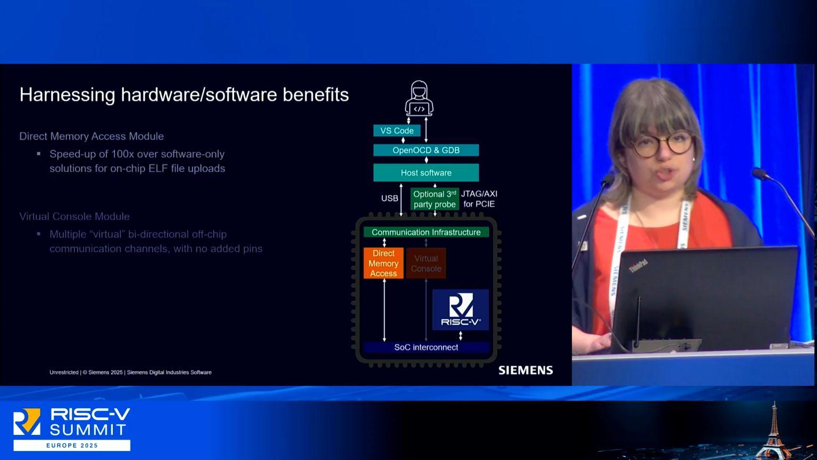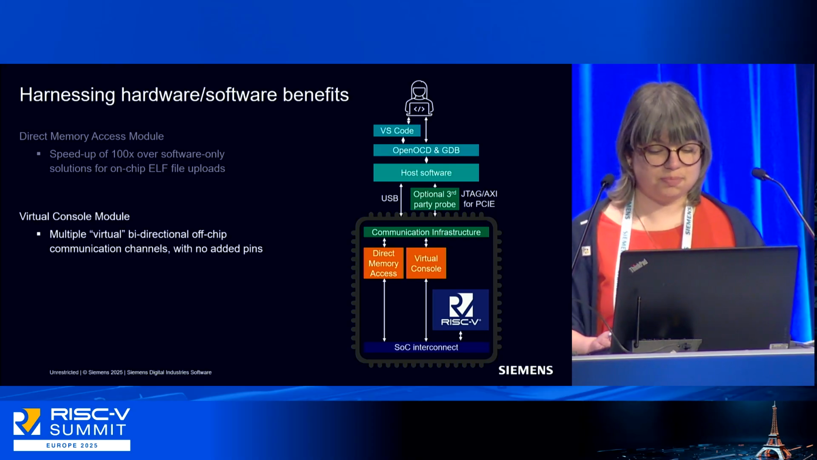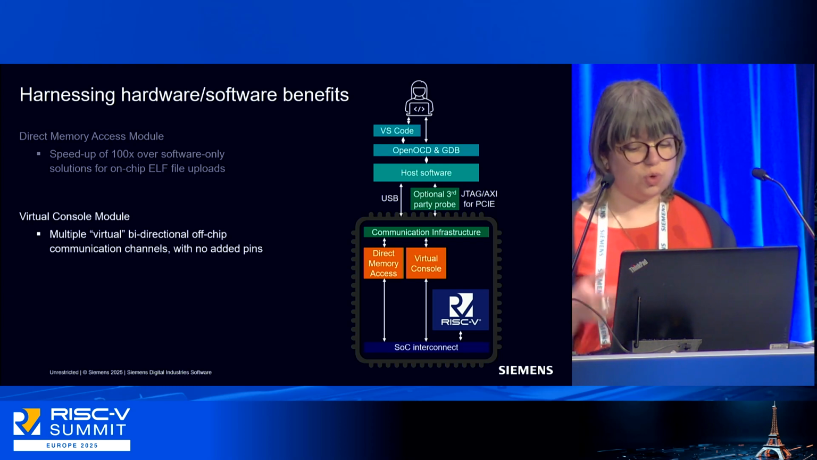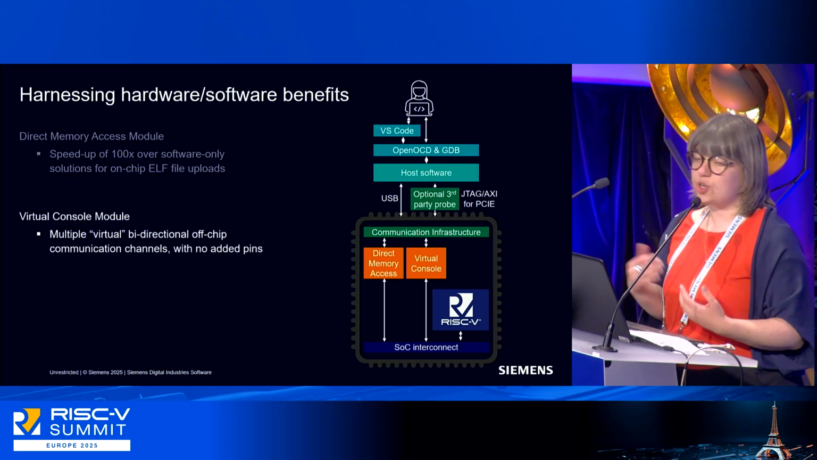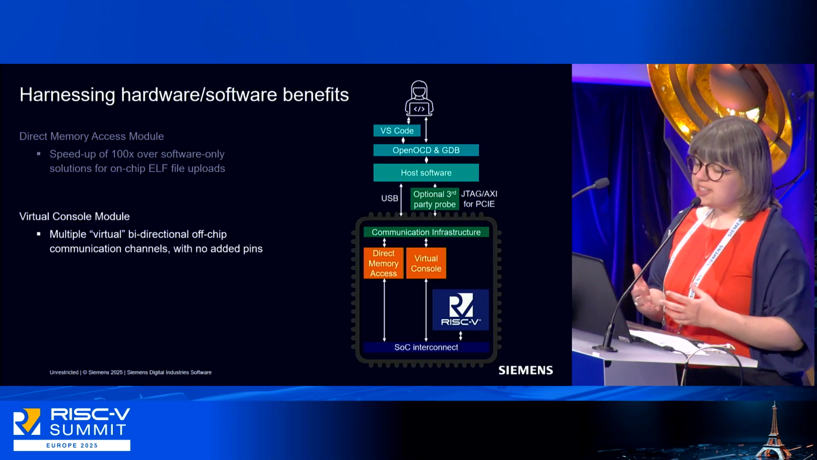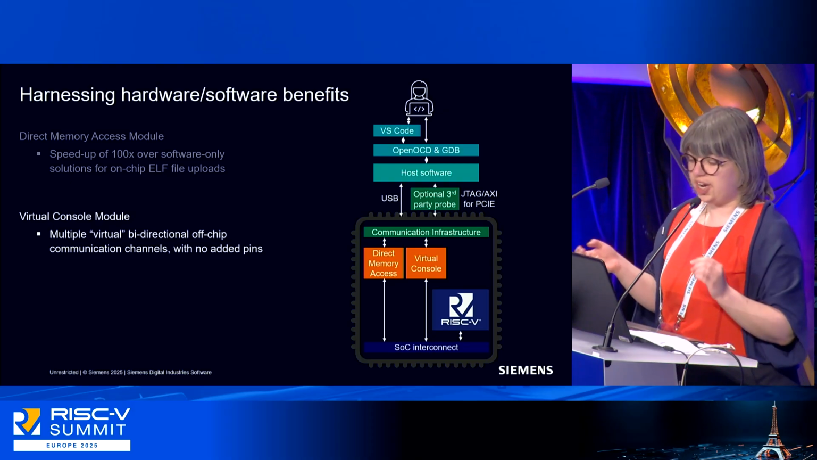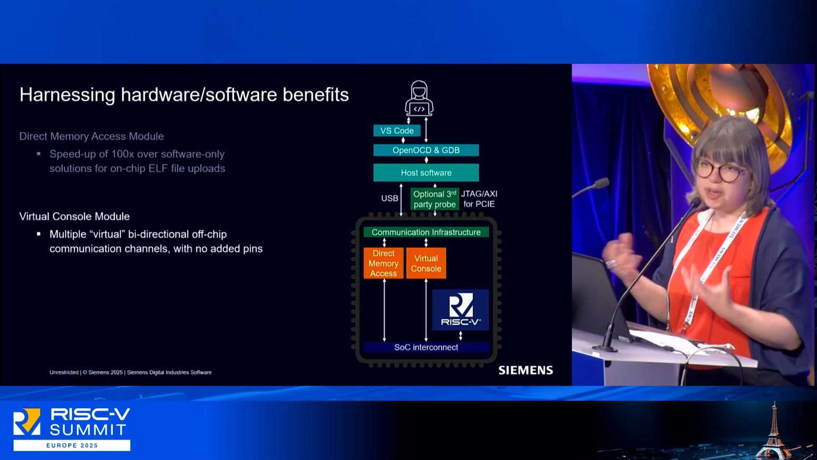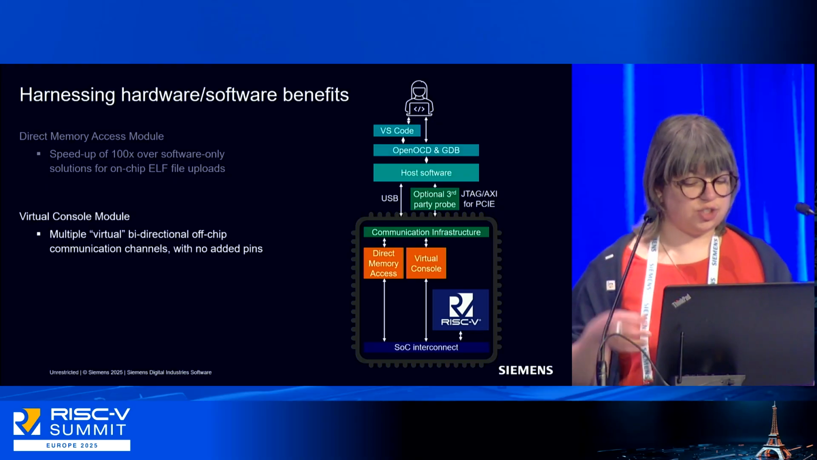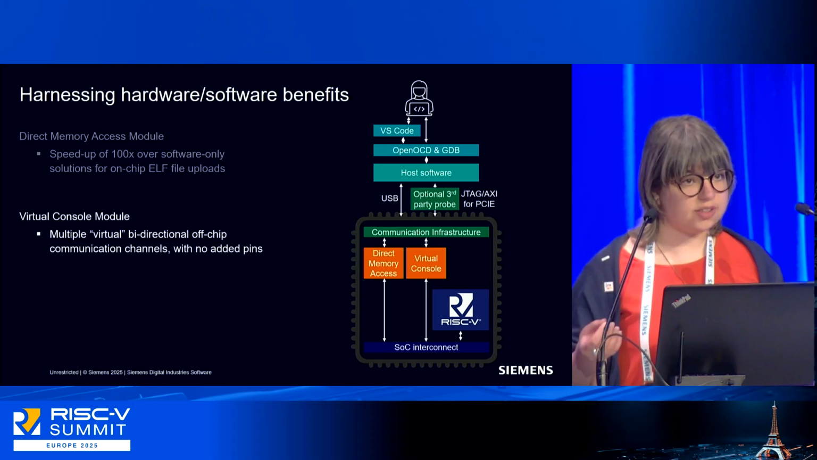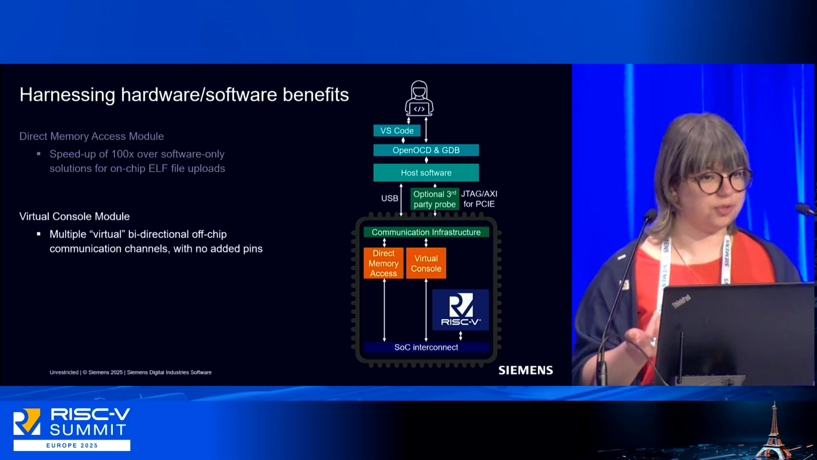Next, we have the Virtual Console module. This takes advantage of the capabilities of software instead. It provides multiple bidirectional off-chip communication channels, but does so in software, exploiting the benefits of software multiplexing. This means that users have the option of communicating with their RISC-V harts using multiple virtual channels, but without the cost of having to use as many pins as in hardware-only solutions. Users can therefore use these channels to interact with software running on RISC-V harts without having to go through a process of changing, rebuilding, and re-uploading their code.